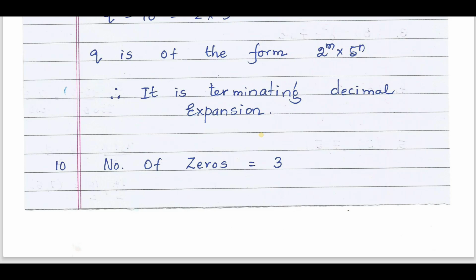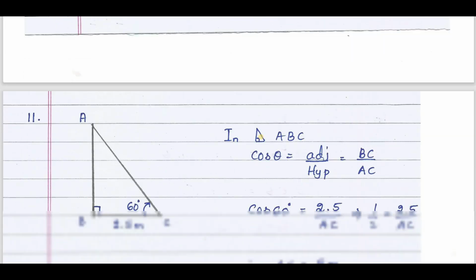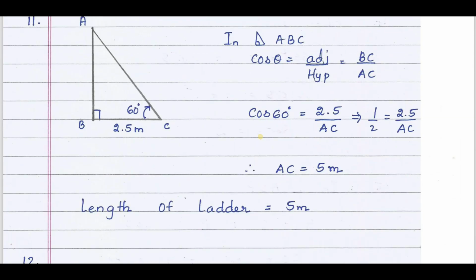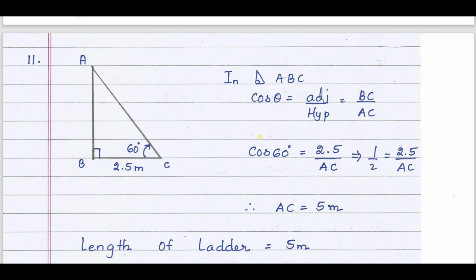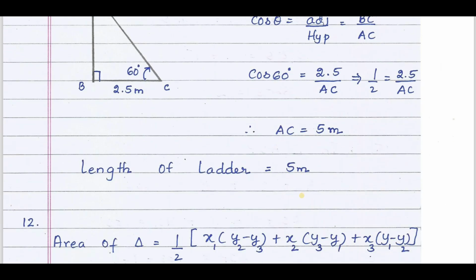The number of zeros, the polynomial is touching the x-axis at 3 points. Therefore, the number of zeros is 3. Very simple question. 11th question, in triangle ABC, cos theta equals adjacent by hypotenuse. We should find out the length of AC. Here you should use cos or secant. We'll get the same answer. Cos theta equals adjacent by hypotenuse, that is cos 60 degrees equals 2.5 by AC. AC equals 5 meters. Length of the ladder is 5 meters.